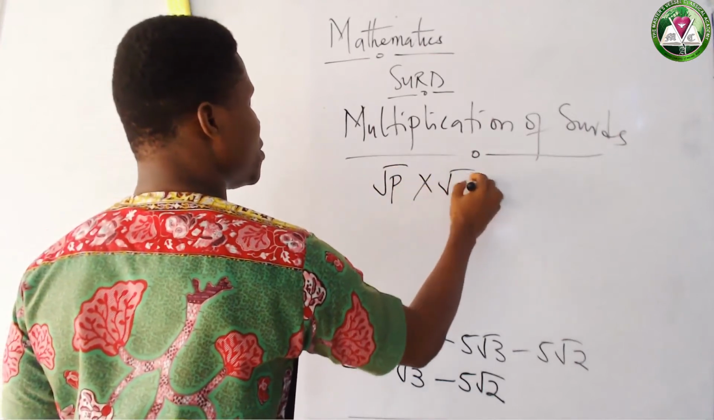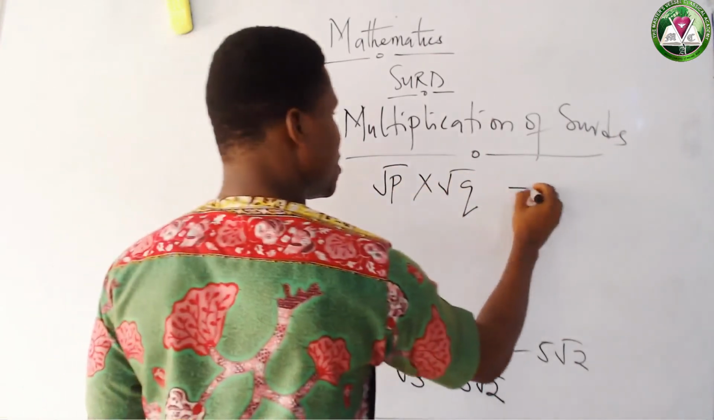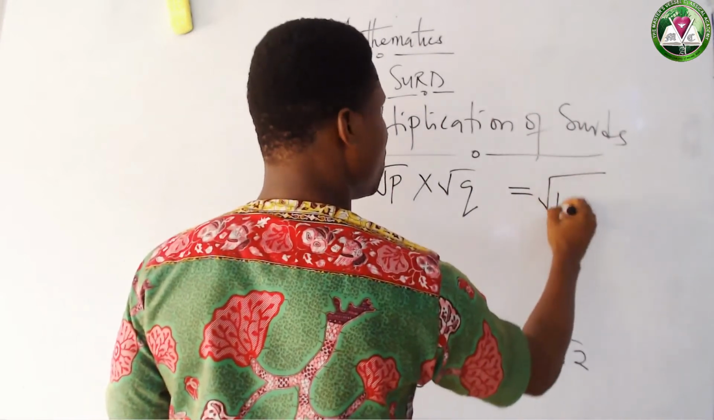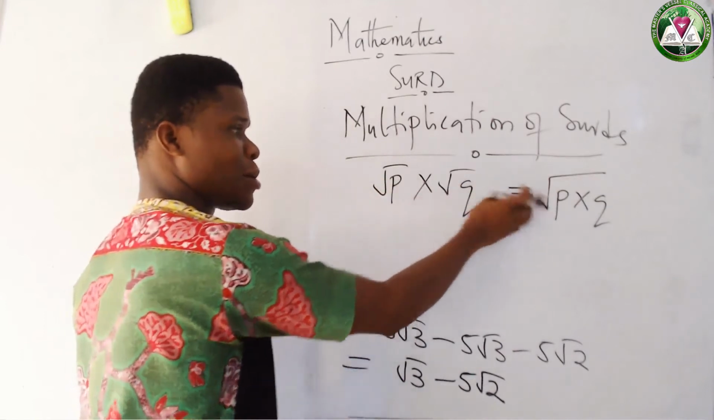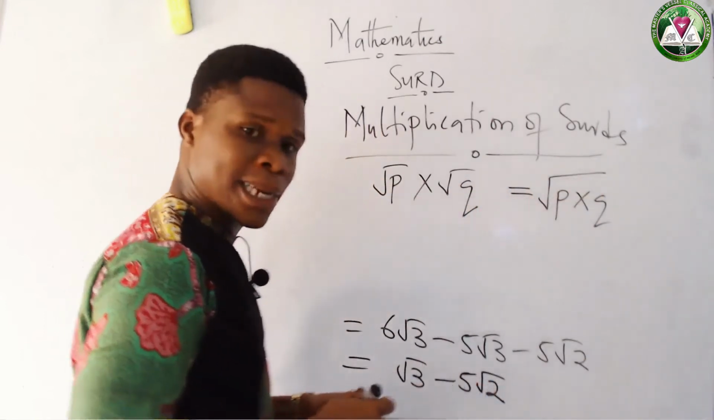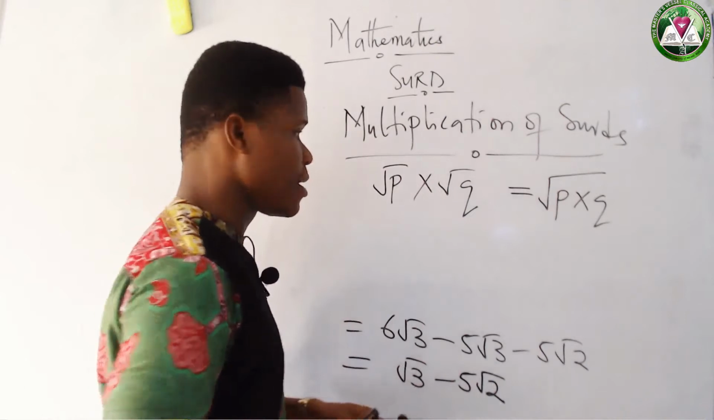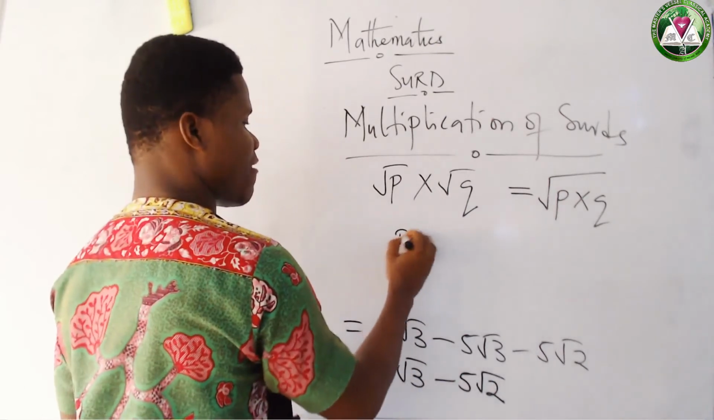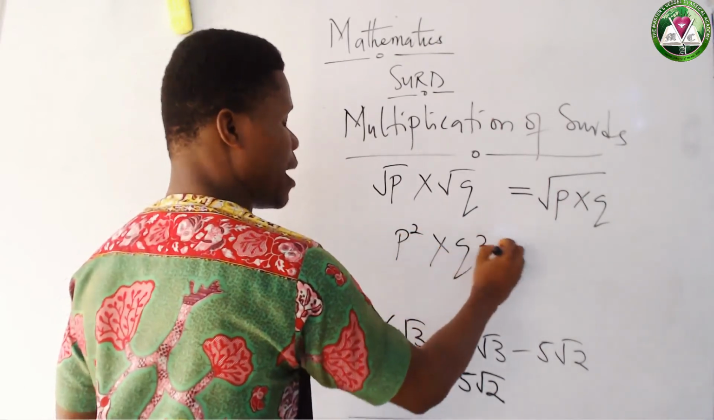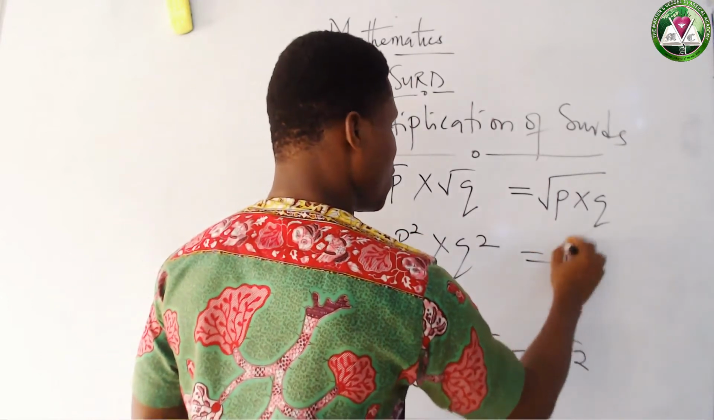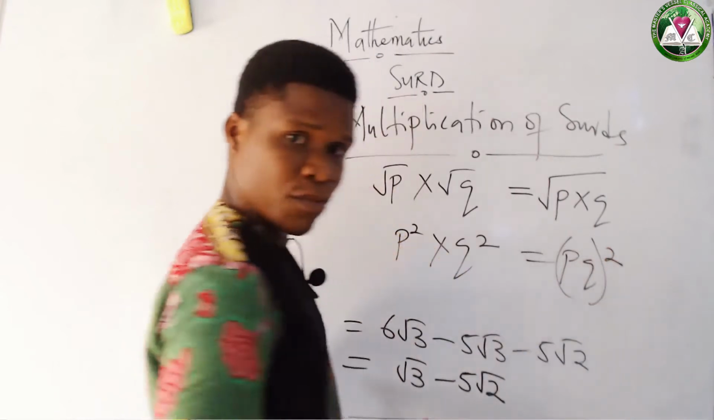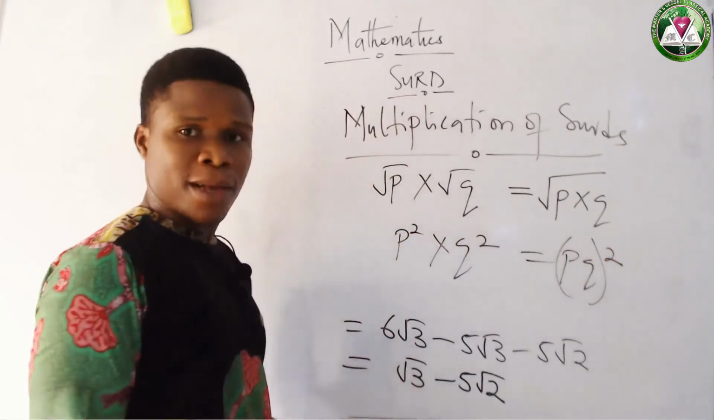times root q is equal to root p times q. You put them inside one root. Root p times root q. This is what we always see, even in indices. You know, surd is related to indices. So, like if I have, let's say, p square times q square. Okay, the powers are the same. So it can be pq all raised to power 2, because the powers are the same.